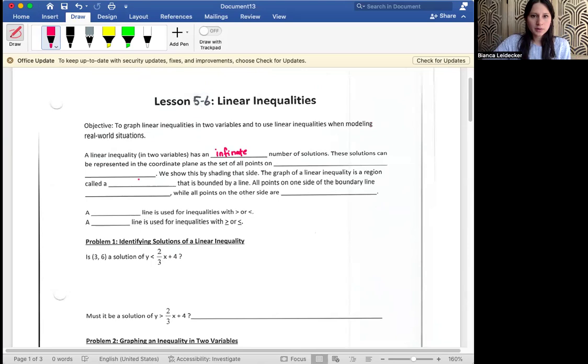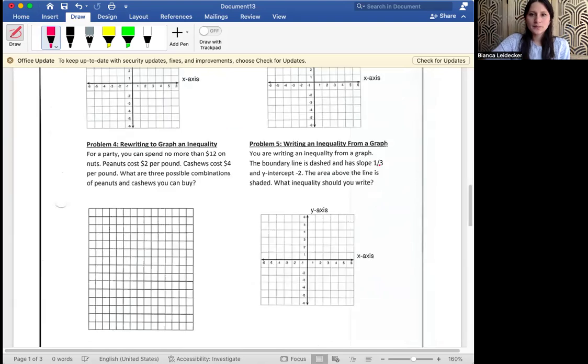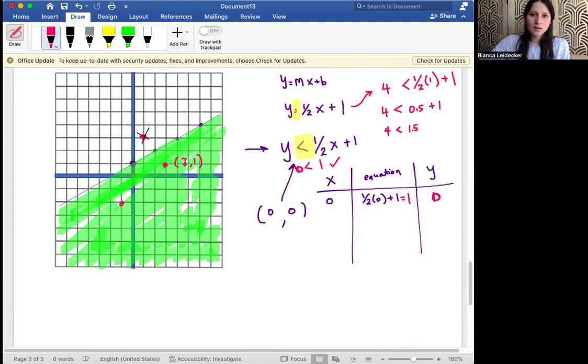These solutions can be represented in the coordinate plane as a set of all points on one side of a boundary. And so what is this boundary? That's the boundary that you have graphed as a line. So this is what we call the boundary.